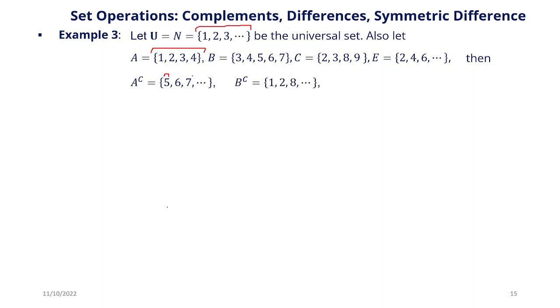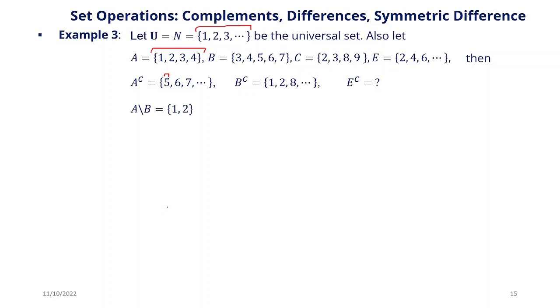What about the complement of B? Since you are dealing with natural numbers, B is 3, 4, 5, 6, 7. So B complement is every item that is not in B. So we have 1, 2, 8, all the way to infinity. What about the complement of E? Can you guess that?